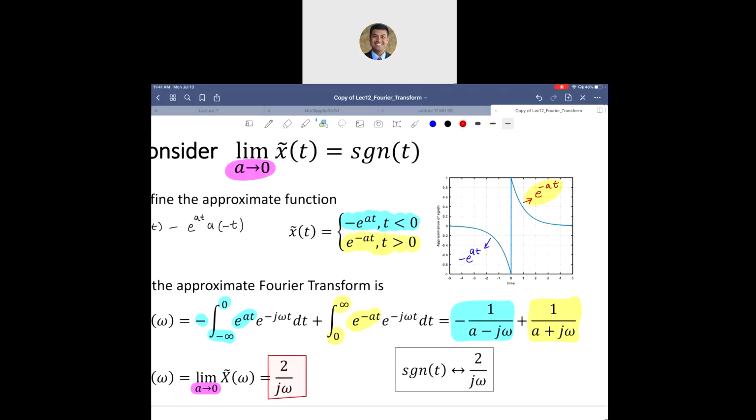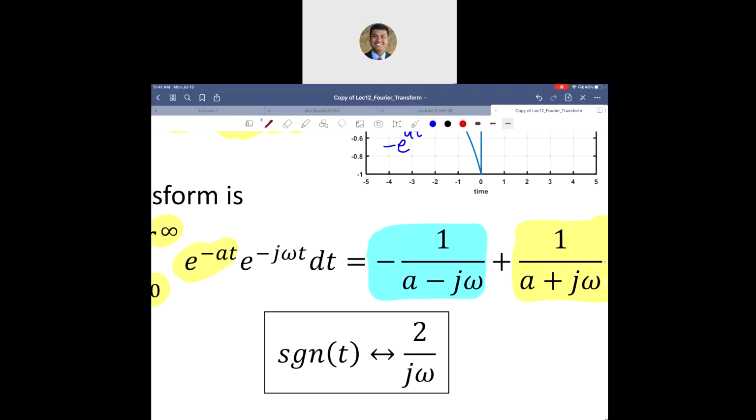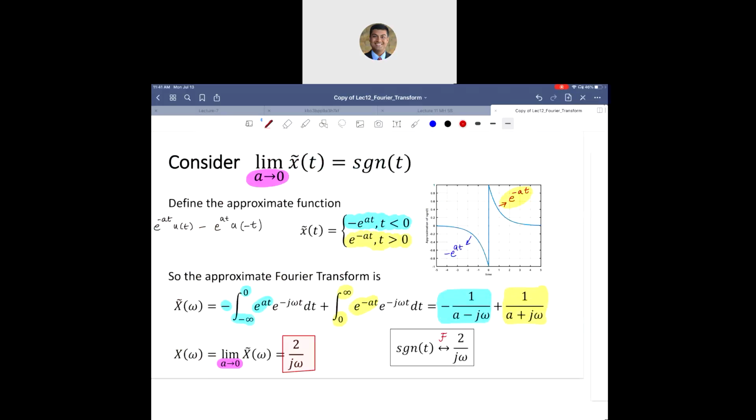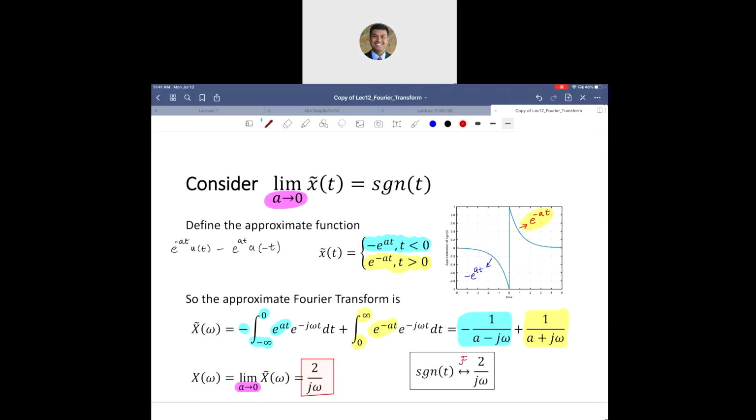So the Fourier transform pair that we have next is for the sine function. The Fourier transform of the sine function is 2 divided by j omega, and the inverse Fourier transform of 2 divided by j omega is the sine function. Again, it is complex, it will have magnitude and phase.